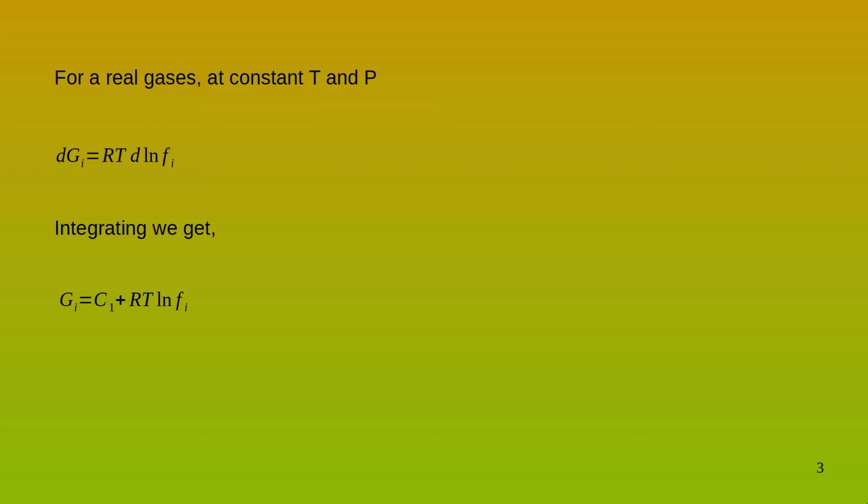Now when we integrate this equation, we get Gi is equal to C1, which is the constant of integration, plus RT ln fi. Now this motivates us to write for ideal fluids too, Gi, which is nothing but the Gibbs free energy of any component i, a pure liquid i, is nothing but C1 once again, the constant of integration, plus RT ln fi, where fi is the fugacity of component i in the pure state.